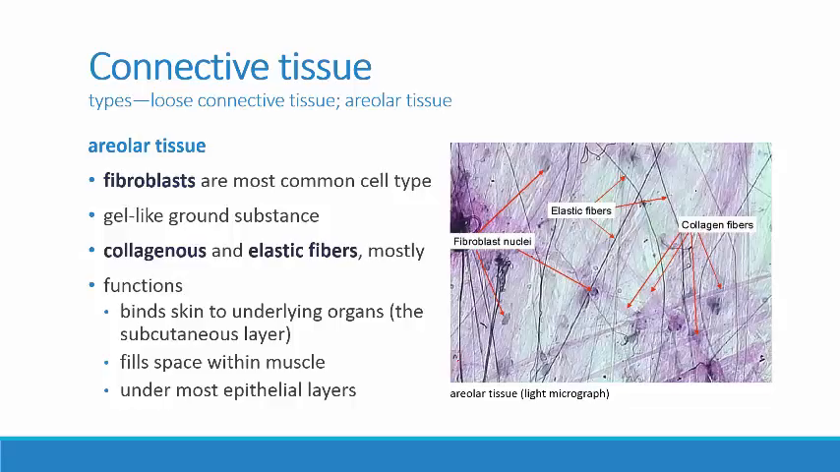And it functions to bind the skin to the underlying organs. It is the subcutaneous layer that we find that binds the dermis to the underlying muscles. And it fills the space within a muscle. So there are nooks and crannies within muscles, and this areolar tissue fills those spaces. And we find it near or underneath most epithelial layers is where we find areolar tissue.